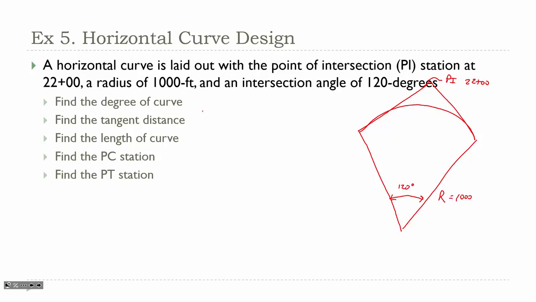So we want to find the degree of curve. D, this is the very first equation on the sheet, is 5729.58 divided by 1,000. So our degree of curve is going to be 5.729 degrees and some change. Hopefully everybody remembers how to convert to degrees, minutes, seconds in case they have the answers in degrees, minutes, seconds.